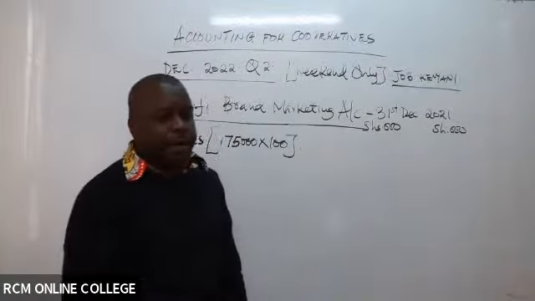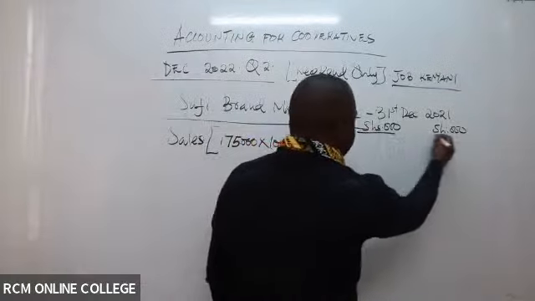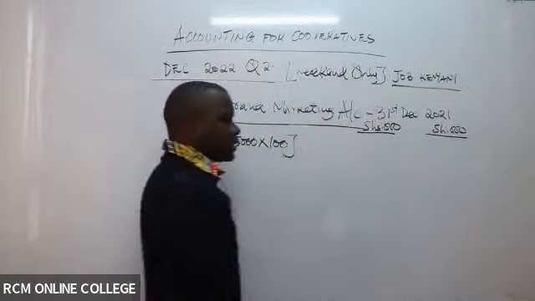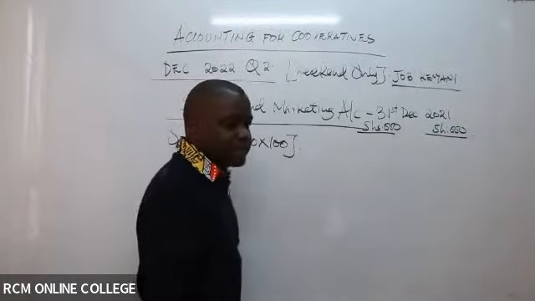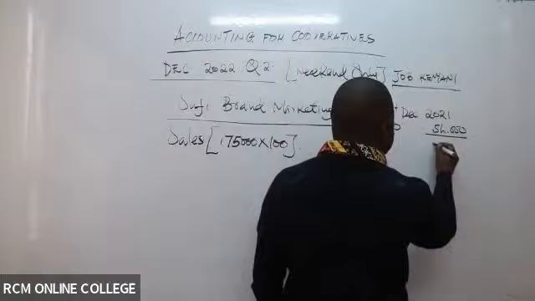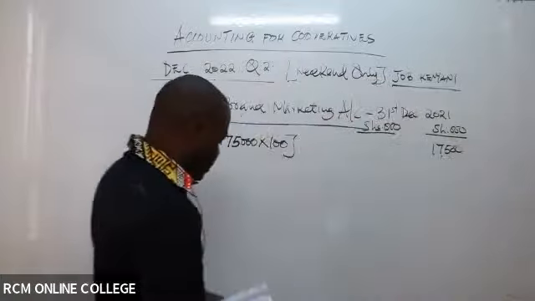If you do the math, remember in this case, we've already been able to reduce this one into thousands. So you get 17.5 million, which basically in this case is 17,500.